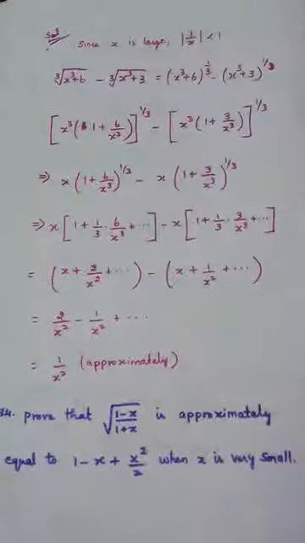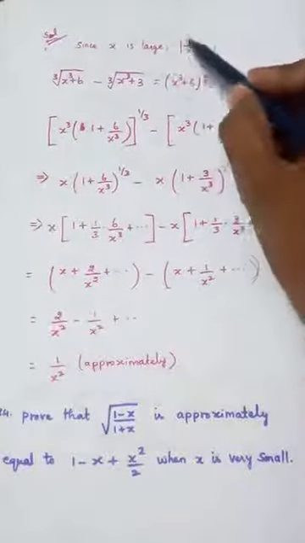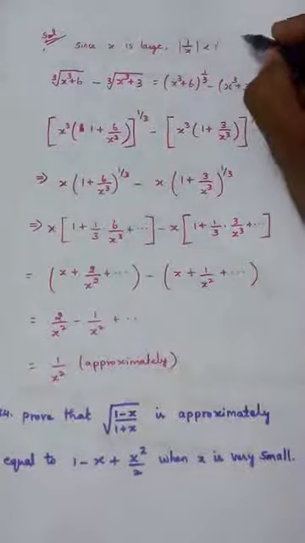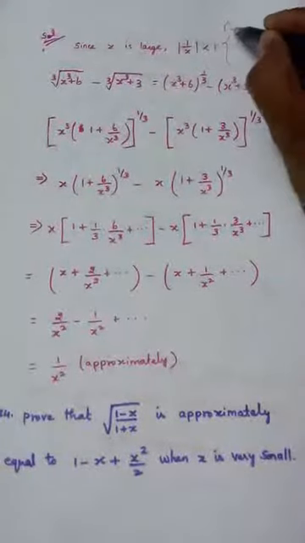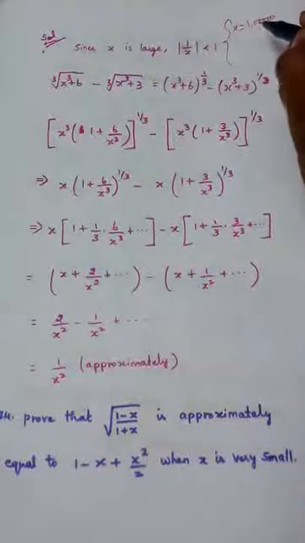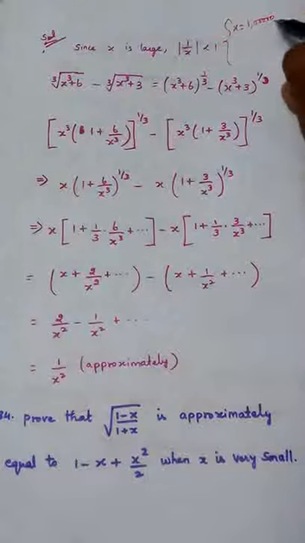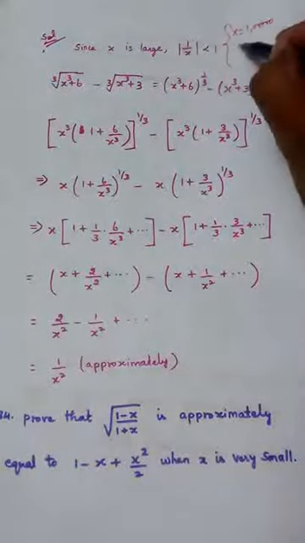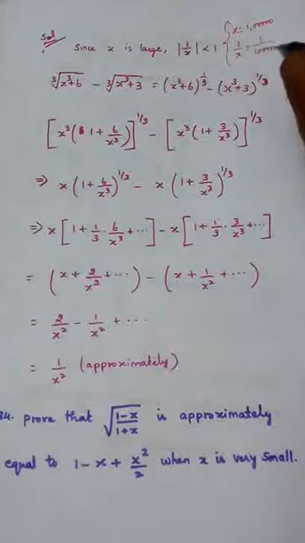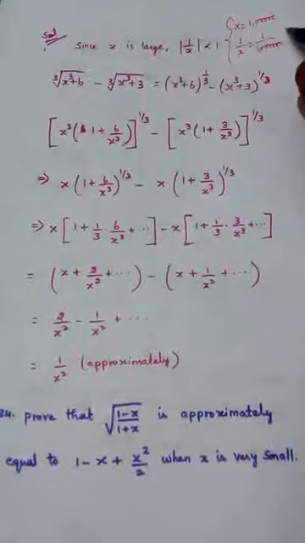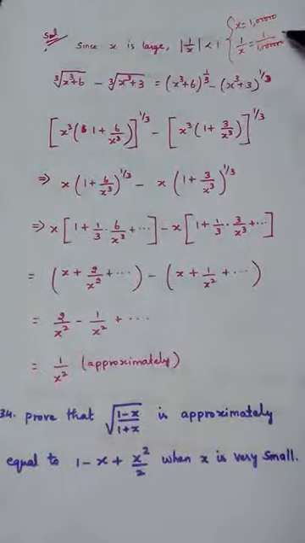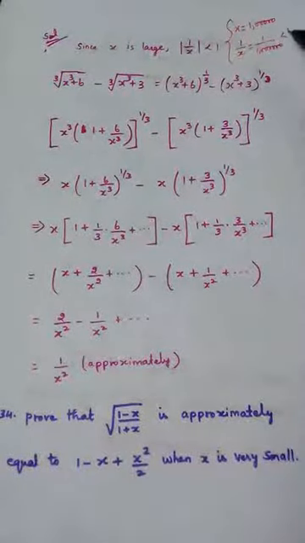Now see, since x is large, 1 by x definitely will be lesser than 1. This is the important condition that we should know. If x is large, for example, suppose I take 1 lakh, not even very large, just 1 lakh. If x is equal to 1 lakh, what happens to 1 by x, which is 1 by 1 lakh? When the denominator becomes more and more, the value will be very less. Definitely this is lesser than 1.